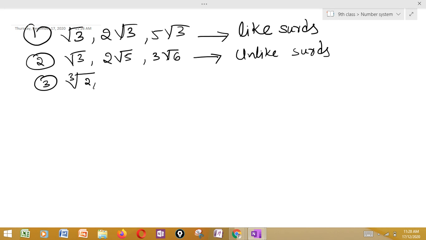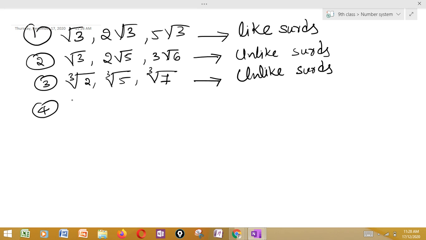Here, cube root of 2, cube root of 5 and cube root of 7. Whether they are like or unlike? Unlike surds. What is the reason behind saying that they are unlike? Because the radicands are different. But what is the same there? Order is same. Okay, very good. Orders are same, but radicands are different. Therefore, they are called unlike surds.